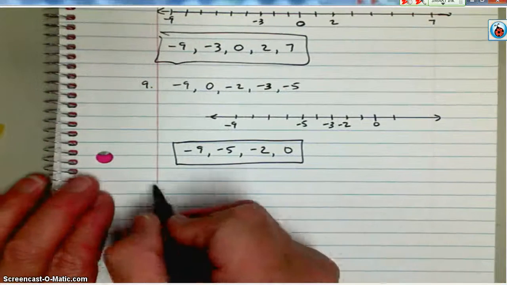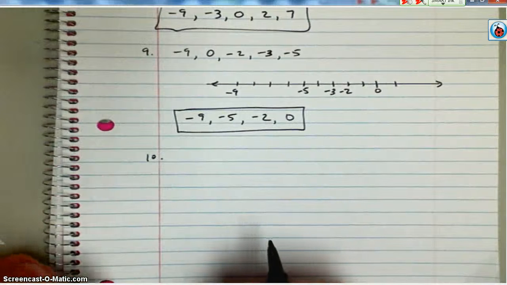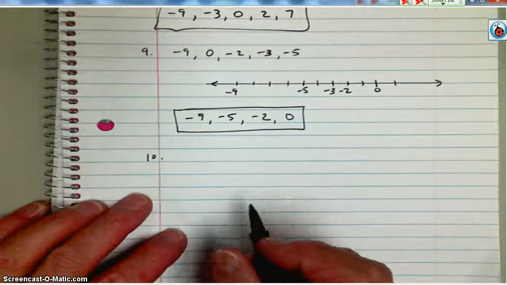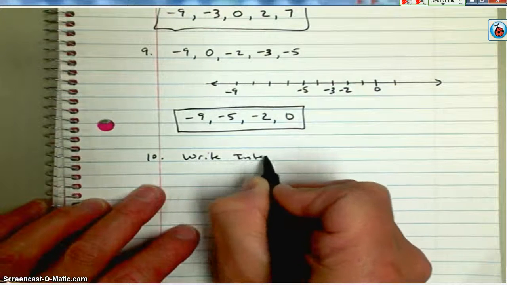Now let's skip to number 10. Number 10 is a story problem, and we're talking about a scuba diver. And the scuba diver is 12 feet below sea level. And then we have a second scuba diver that's 25 feet below sea level. And so we want to write integers to represent the divers' positions relative to sea level.